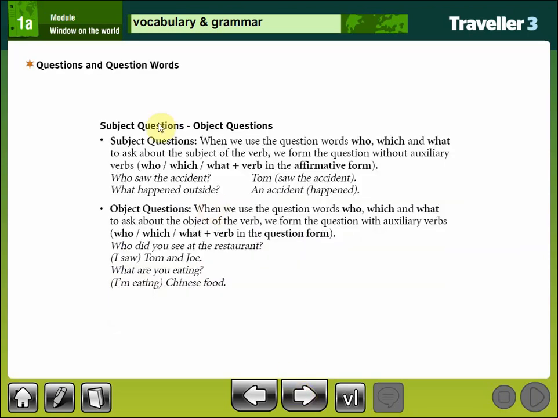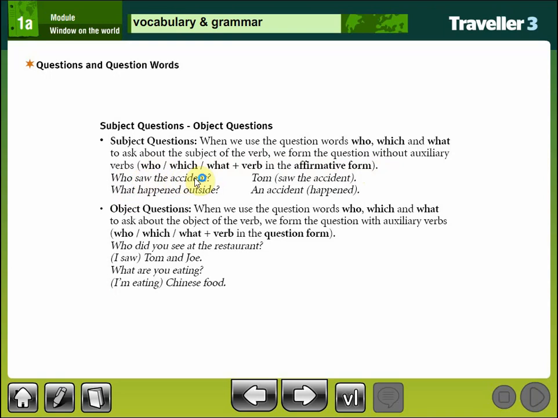Moving on, let's continue. We have subject questions and object questions. When you want to ask about the subject, we form the question without the auxiliary verb. We have a WH question word, like who, which, and what, plus the verb in the affirmative form. It's not in the question form, it's in the affirmative form, the sentence form.